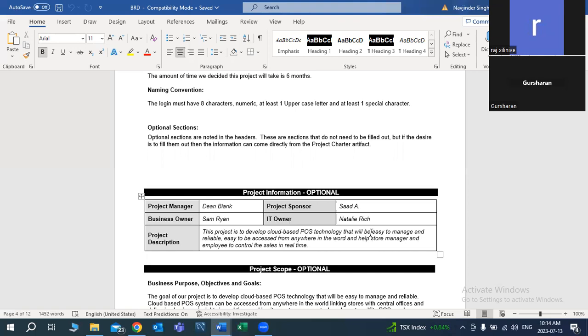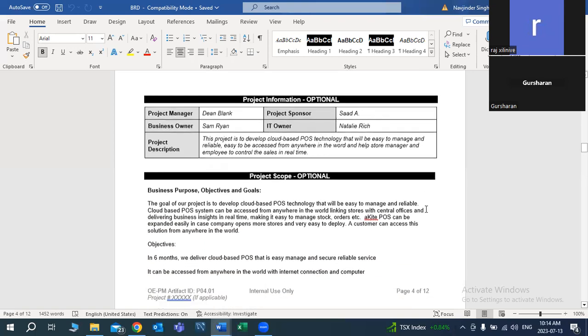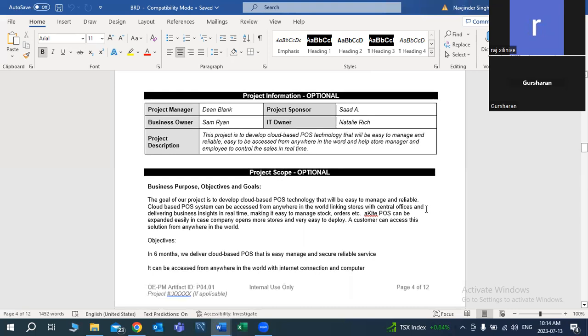Next, project information means here you need to write down the name of the project manager, followed by the project sponsor, IT business owner, all that. At the same time, we have to mention the project description. What exactly the project is all about, that we have to mention.